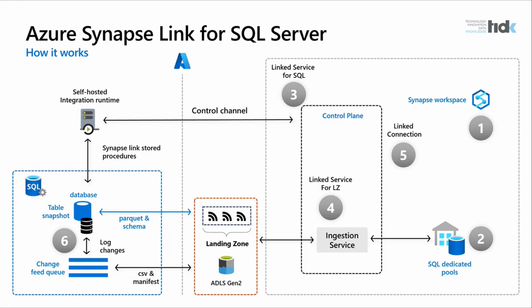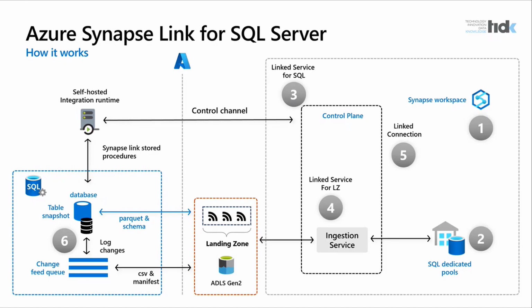Then, when the connection is established and the link is active, any changes in our on-prem tables that are selected to be replicated to our Synapse workspace create a kind of log changes, and those log changes are sent to the change feed queue. This change feed queue is transformed into CSV files with a manifest file, and the manifest file is also a JSON file. This is sent to our landing zone, and this is done automatically.